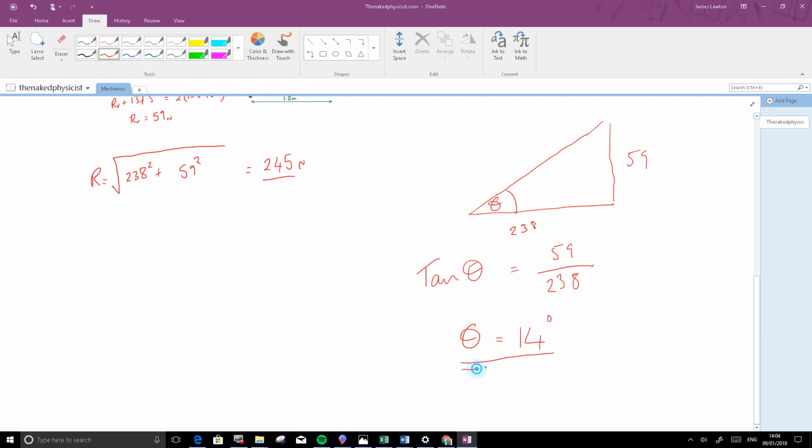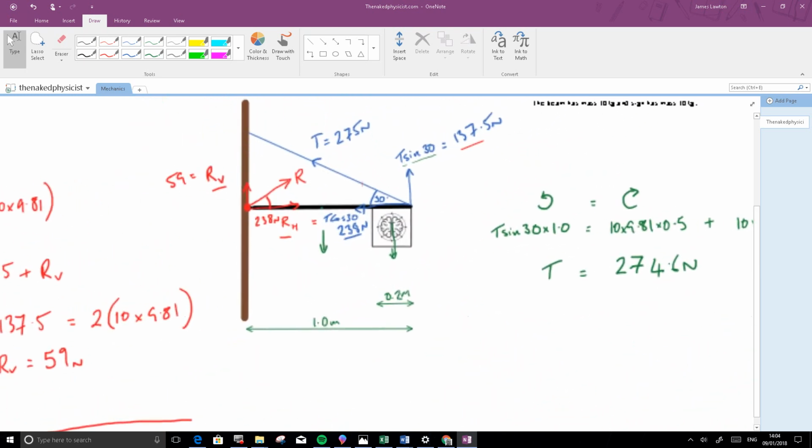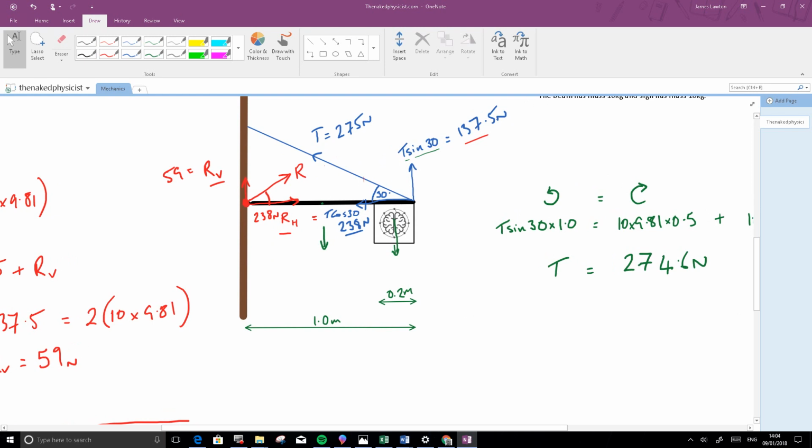Okay, and so this is the simple method. Well, there's nothing simple about it. It's the method for working out the reaction force of a sign that's being supported by a tension in a cable. Okay, hopefully that helps you. Okie dokie, good luck.